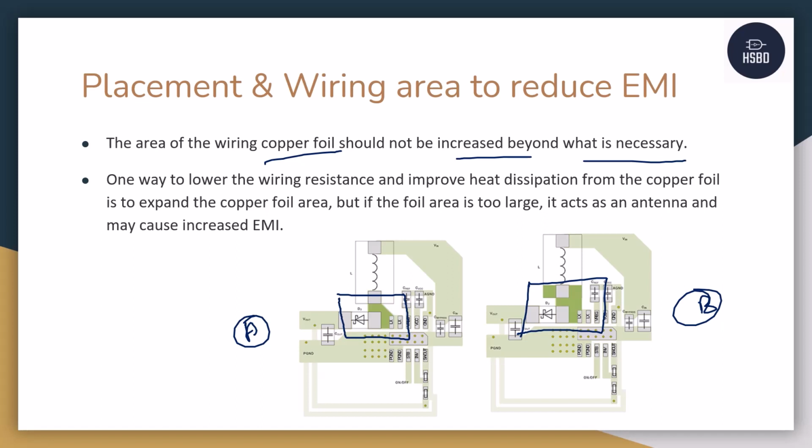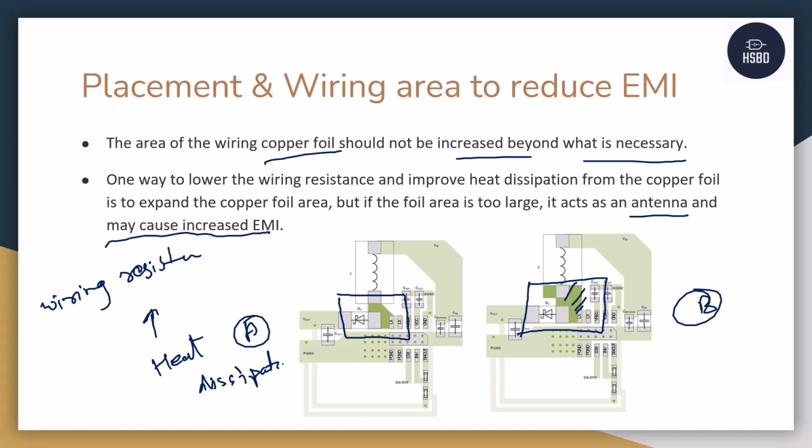The main reason behind this is the wiring resistance. So what does wiring resistance do? There is this concept called wiring resistance. Once the wiring resistance increases, the heat dissipation also increases. This power plane usually acts as an antenna and may cause an increase in the EMI. So in order to reduce the EMI losses, it is always advisable to design your power plane in such a way that it is not too much and the amount of copper used is limited.